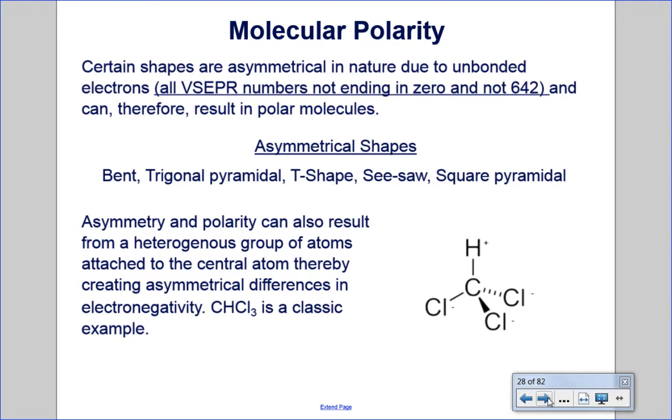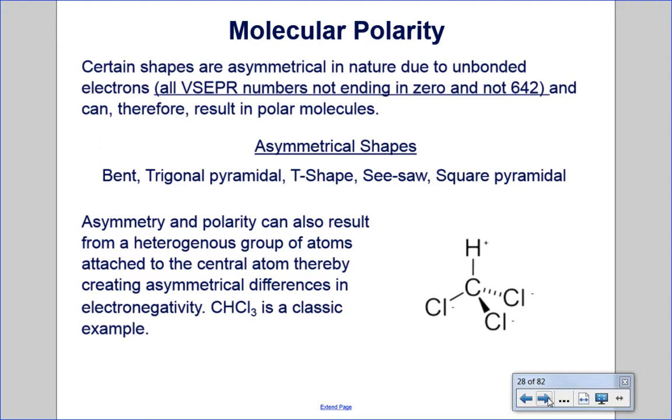So any of the shapes listed here: bent, trigonal pyramidal, T-shape, seesaw, square pyramidal, are asymmetrical. So that means that so long as you have polar bonds within any of those shapes, then your molecule will necessarily also be polar. Asymmetry and polarity can also result from a heterogeneous group of atoms attached to a central atom, thereby creating asymmetrical differences in electronegativity.